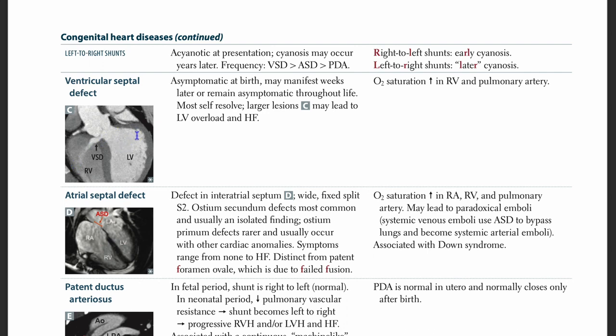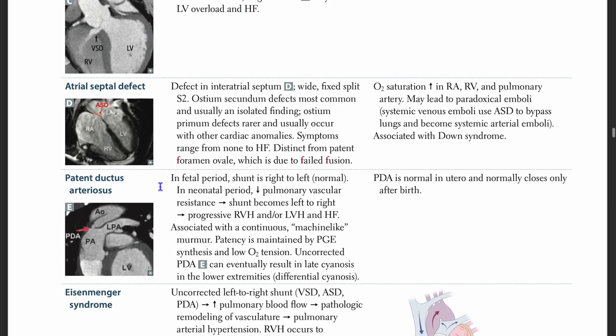So the oxygenated blood from the left ventricle is leaking into the right ventricle. So it may lead to left ventricular overload and heart failure, because it keeps on getting more and more fluid coming into the left ventricle, right? So eventually the muscles are going to give up and then it's going to go into heart failure. O2 saturation is increased in the right ventricle and pulmonary artery, right?